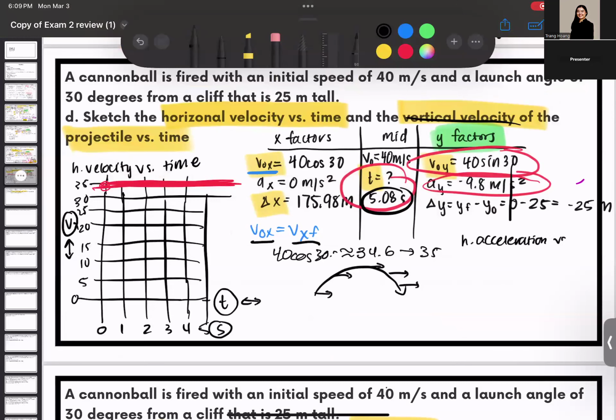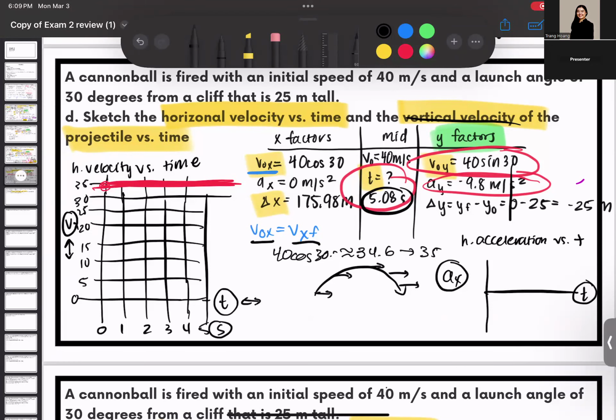Okay, very, very simple graph, if you understand the concepts of what's happening as this ball is going. These universal laws: we know time is on the x-axis, and horizontal acceleration is on the y-axis. So what did we talk about? We said initial velocity is equal to final velocity when we're talking about anything left, right, across. If velocity is the same from beginning to end, there is no acceleration happening.